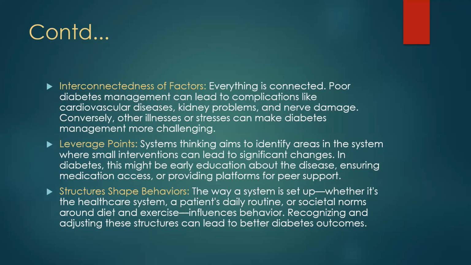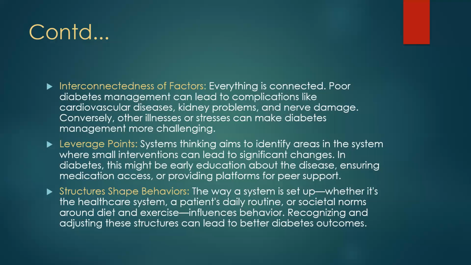There are many leverage points. System thinking aims to identify areas in the system where small interventions can lead to significant change in diabetes. This might be early education about diabetes, so this becomes policy level, ensuring medical access, providing subsidy, making generic drugs compulsory, or controlling the price of certain drugs like metformin or pioglitazone or whatever it is, or maybe ensuring that a medicine like liraglutide, suppose its patent is expiring this December, then after that it becomes available to the majority of the population at affordable cost. So there are many things.